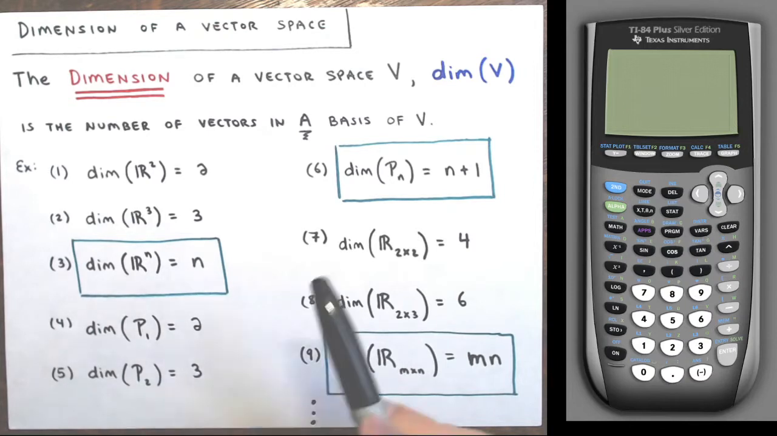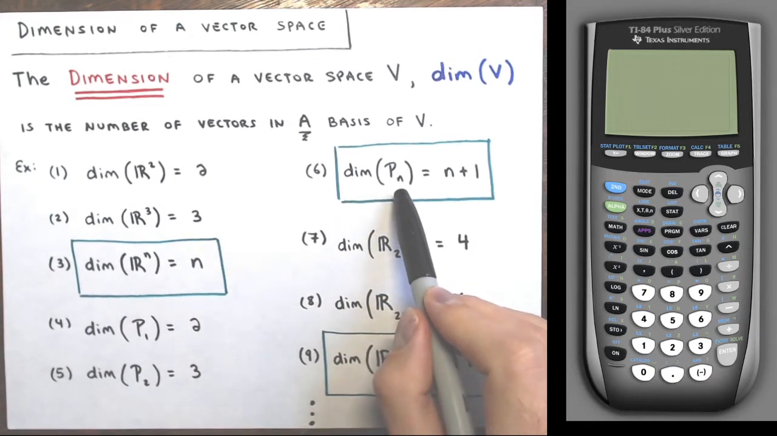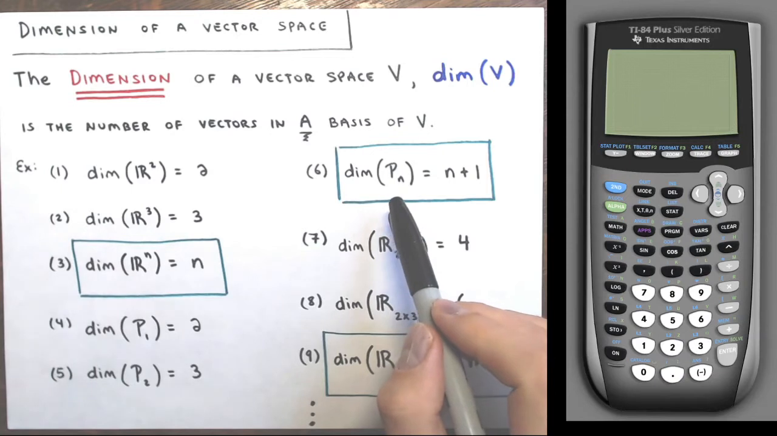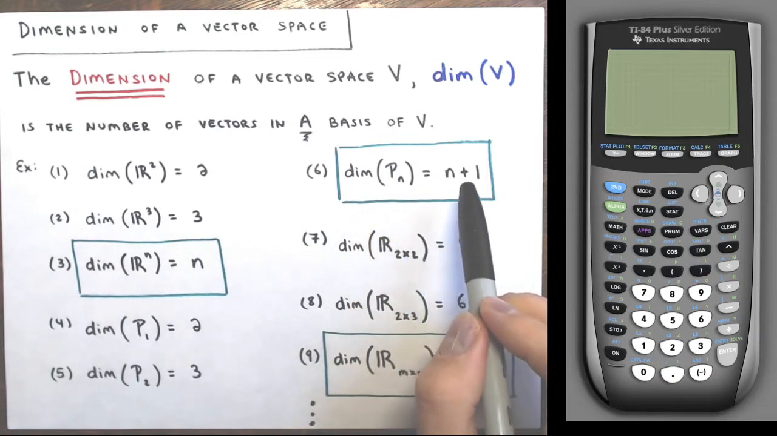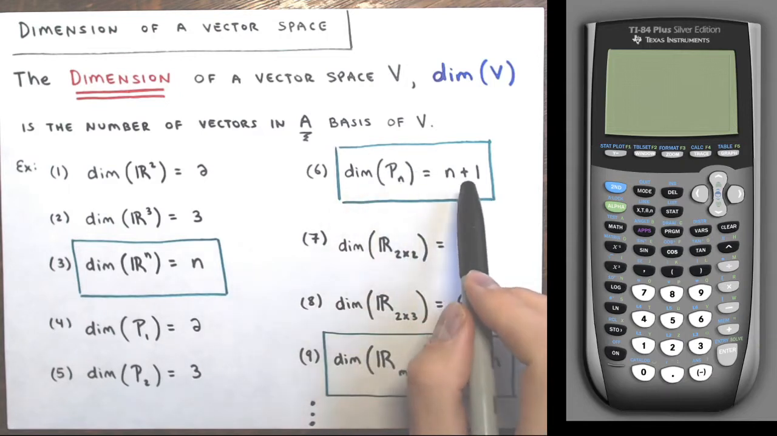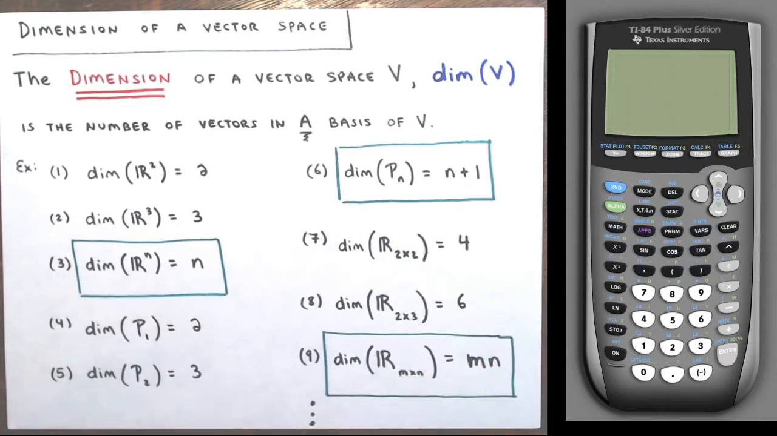And so on. The dimension of Pn: the standard basis had 1, x, x squared, all the way up to x to the nth. That's n plus 1 vectors in that basis. So the dimension of Pn is n plus 1. So the dimension of P4 would be 5, the dimension of P7 would be 8, etc.